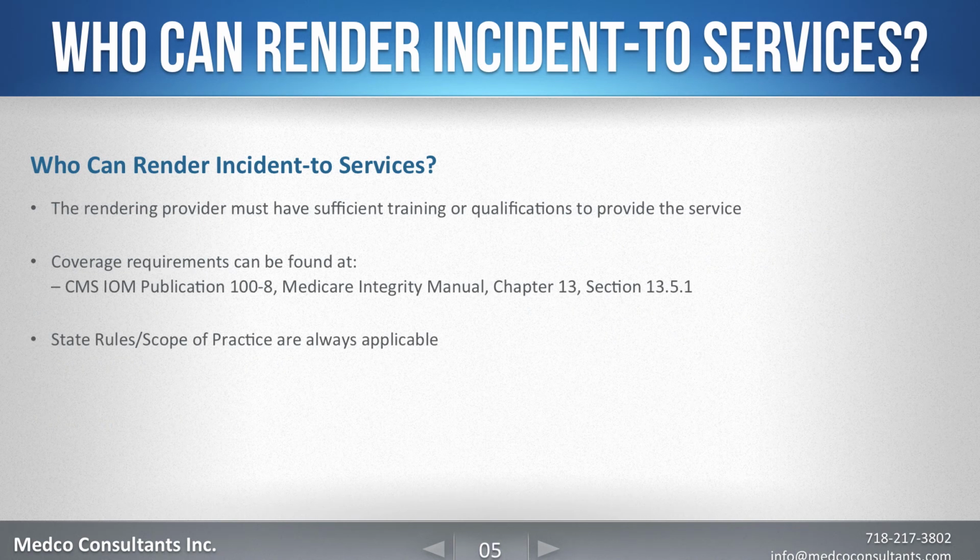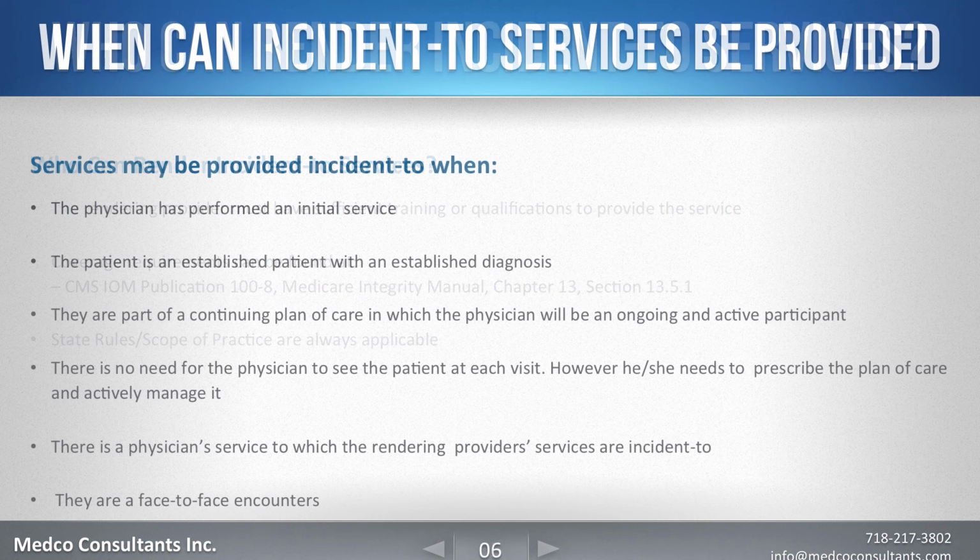The rendering provider must have sufficient training or qualifications to provide the services. And these services may be provided in an Incident 2 type of setting once that physician has performed the initial service. So there first needs to be an interaction or an encounter with the physician before the additional service can be provided incident to that service. The patient would need to be an established patient, and most importantly with an established diagnosis. And we're going to talk about that in detail in just a minute or so.